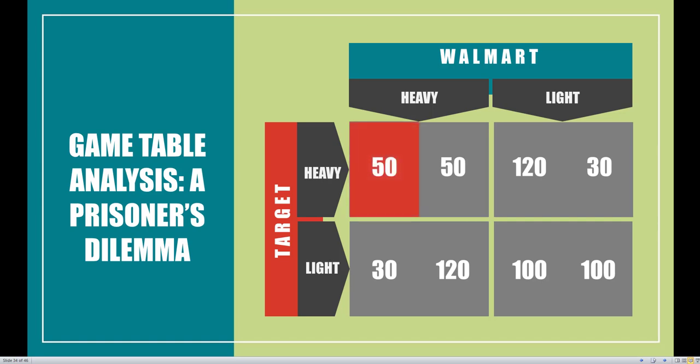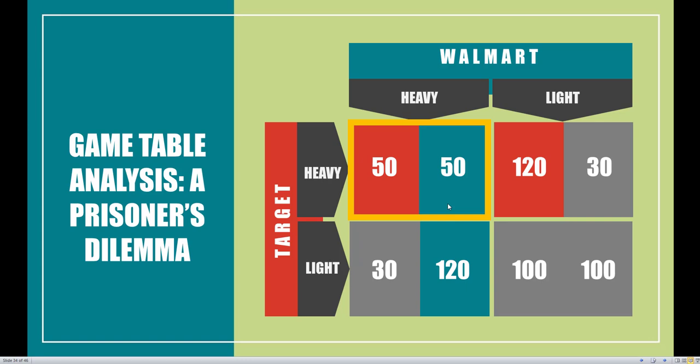So if we are Target, we know for sure that if Walmart's going to advertise heavy, we're going to advertise heavy. We're going to keep on advertising heavy if Walmart is going to advertise light. And then put yourself in Walmart's shoes this time around. If you know for sure that Target's going to advertise heavy, you're going to want to advertise heavy. And if Target's going to advertise light, you're going to want to advertise heavy still. So therefore, the Nash equilibrium is going to be where each of the firms is going to advertise heavily, but they end up with, let's say, $50 million each.